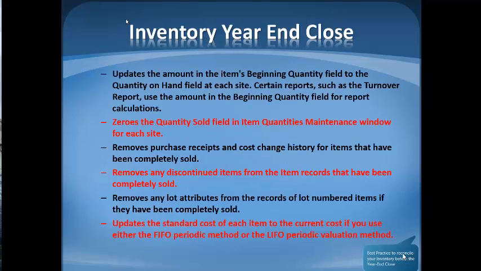The inventory year-end close updates the amount in the beginning quantity for each item. It'll zero the quantity sold field in the item quantities maintenance window for each site. It's going to remove purchase receipts and cost change history for all items that have been completely sold. It's also going to remove any discontinued items from the item records that have been completely sold. It's going to remove any lot attributes from the records of lot numbered items if they have been completely sold. And then it's going to go ahead and update the standard costs, either using the FIFO or LIFO method depending on which method you have chosen.